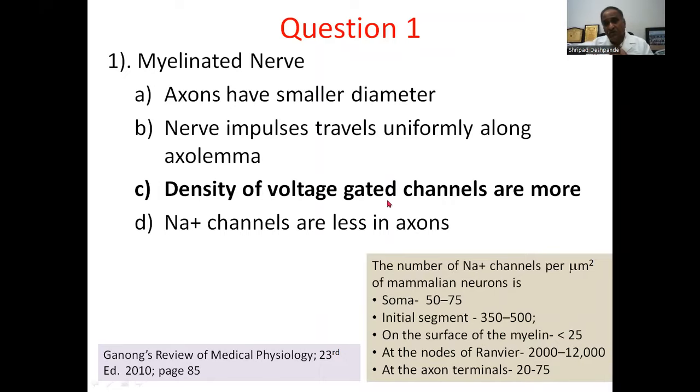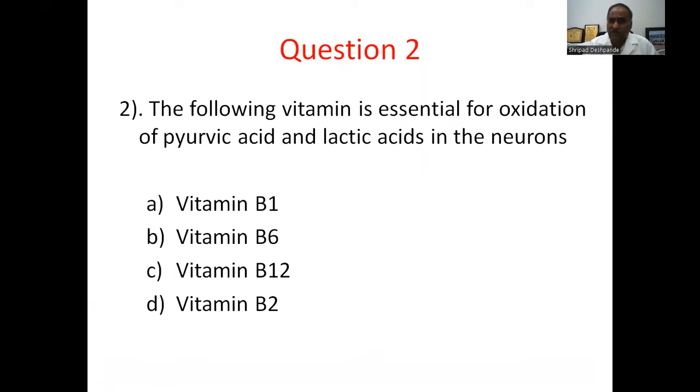So therefore the most correct response may be density of voltage gated channels is more. Why I am saying maybe: because for the myelinated nerve, the stem should have included the node of Ranvier, or the stem should have been more specific. Going to the next question, question number two.